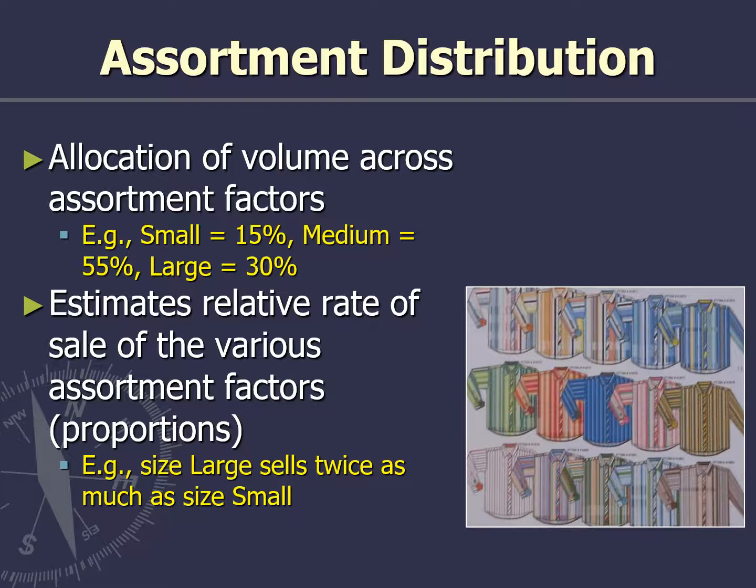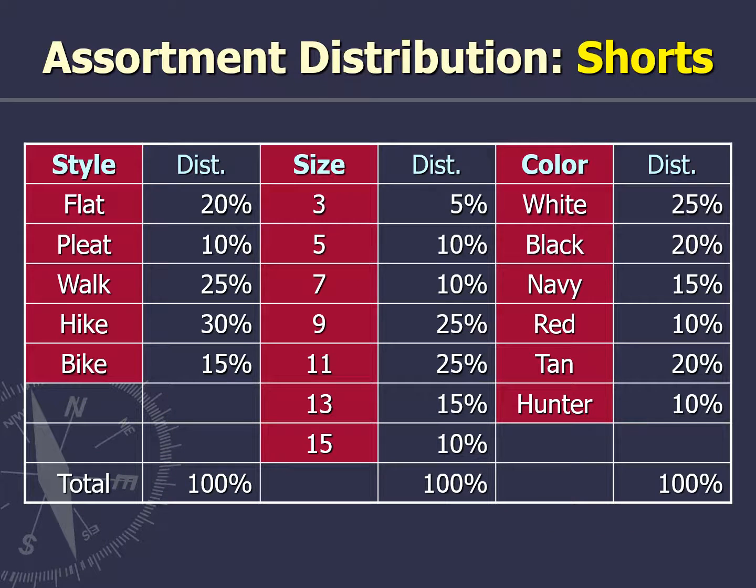So you think about these proportions, or the rates of sale across the different levels of each assortment factor, and you determine these percentages, the distribution percentages. That's the step we call assortment distribution. All right, so let's take a look at an example of the assortment distribution.